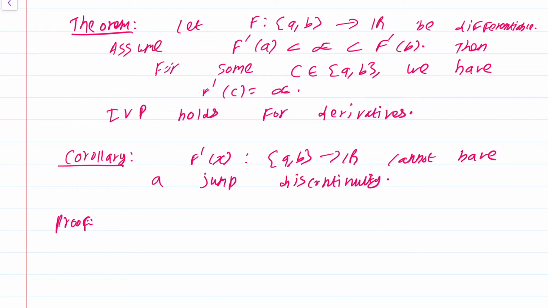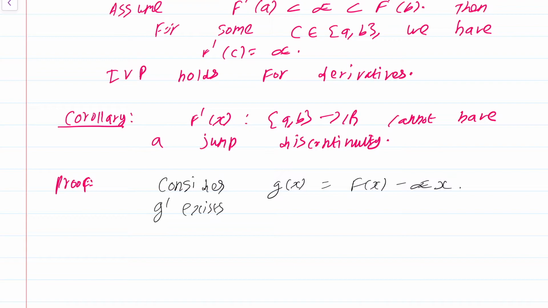So let's consider this for a moment. We want to show that all intermediate values are taken. So what I do is I simplify the situation. Consider g of x equal to f of x minus alpha x. Now g prime exists, and we clearly see that g prime of a is less than 0 and g prime of b is greater than 0. This just follows because the derivative of alpha x is just alpha.